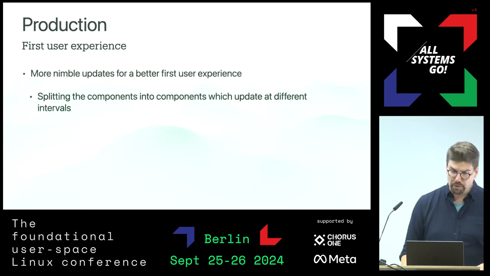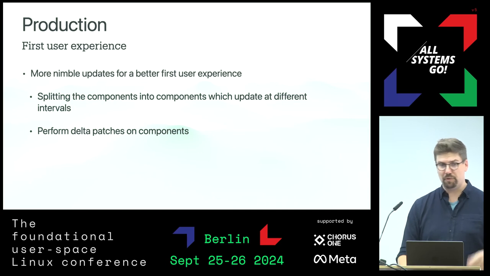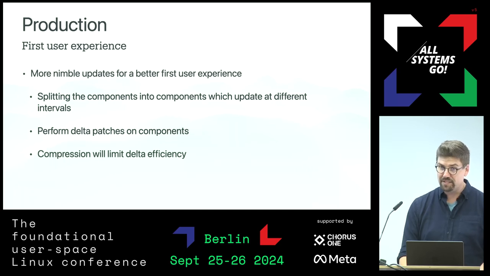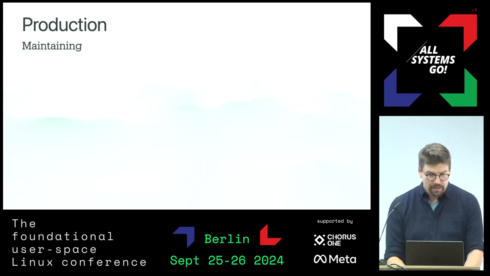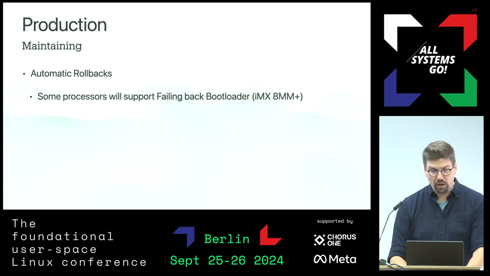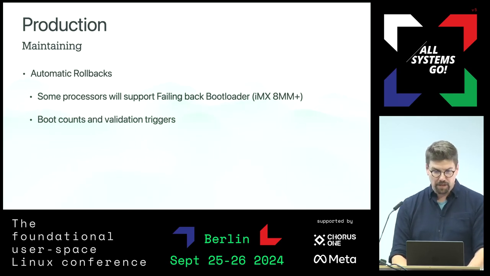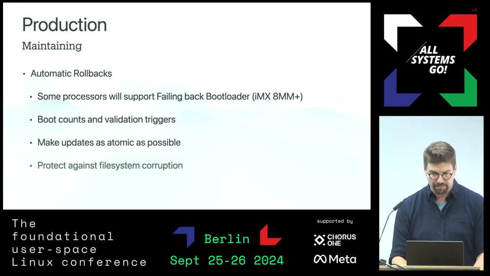For the first user experience, this is important. Often devices ship with stripped down versions of firmware, which means that we want to split this into smaller chunks so that it's more easily updatable. Applying compression on deltas means that those deltas aren't as efficient and they end up taking up a lot of space or are heavy over the wire. And for maintenance, we support things like automatic rollbacks with fast bootloader rollbacks that you'd get on the i.MX8 boards and things like that.